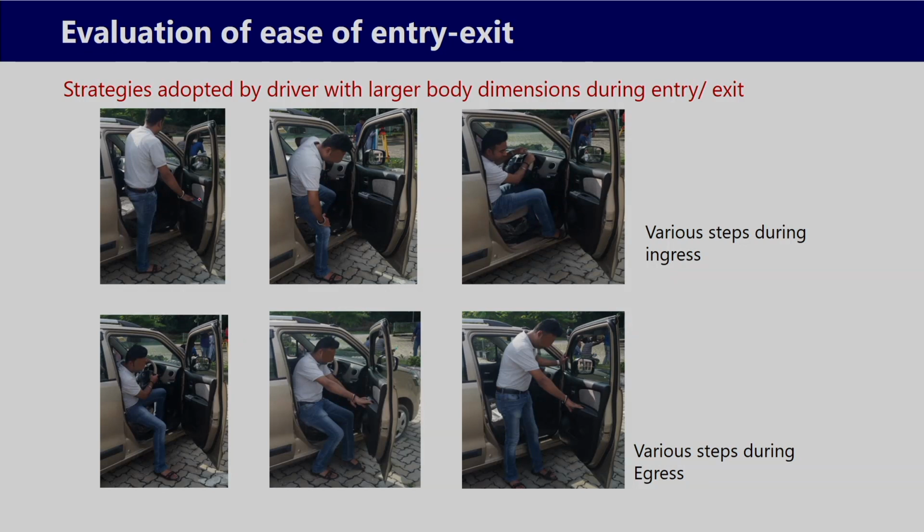either they are taking the support from the door panel, then sitting on the seat and then gradually pulling their leg inside. On the other hand, while they are coming out, that is the egress process, then they are holding the steering wheel, then bringing one leg first out, then two legs and then standing up holding some part of the door panel, and at the last they are standing and coming out.